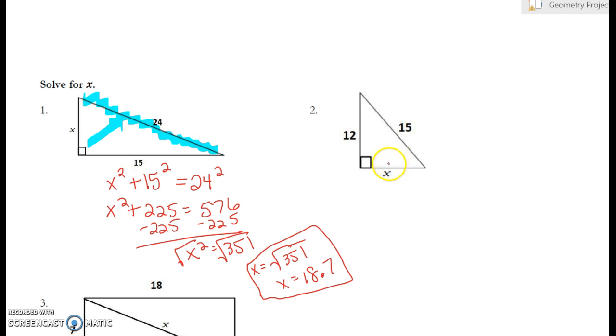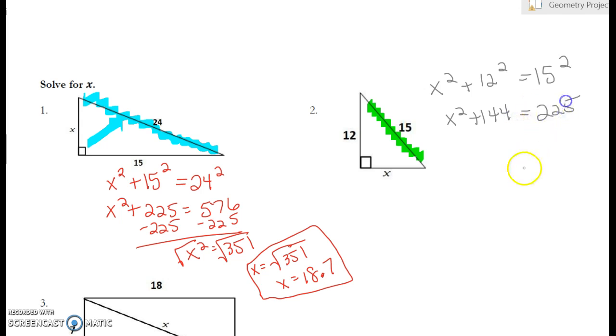Okay? I'd like you to try number 2 on your own. Set it up, figure out which one's the hypotenuse, set it up and try and solve. When you think you have it, press play again. Okay, welcome back. You should have known the hypotenuse was this 15. And so it's going to be equals to 15 squared. So x squared plus 12 squared. So that's x squared plus 144 equals 225. I'm going to minus 144.